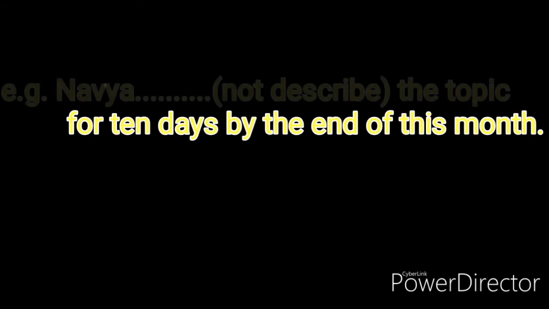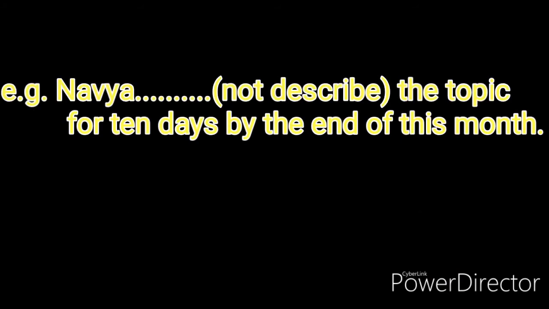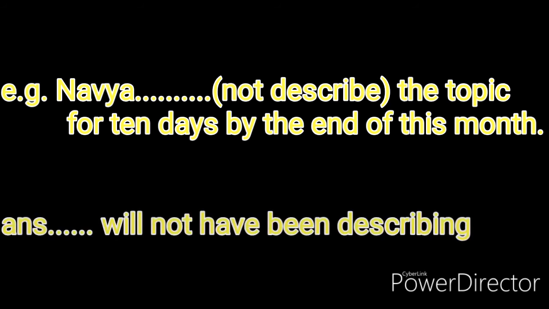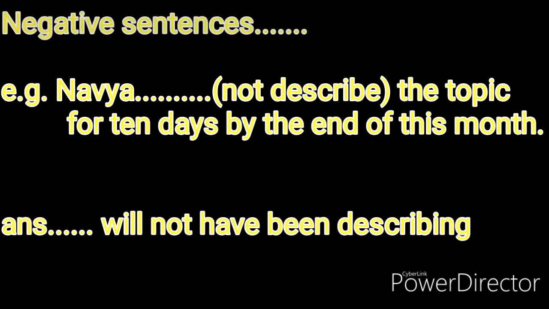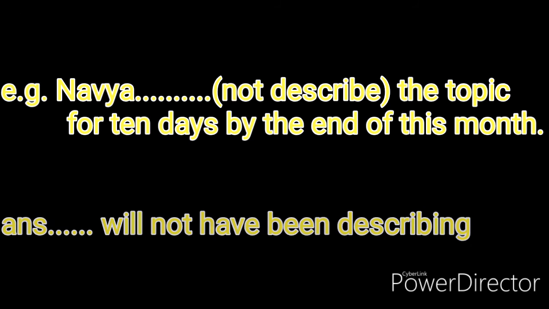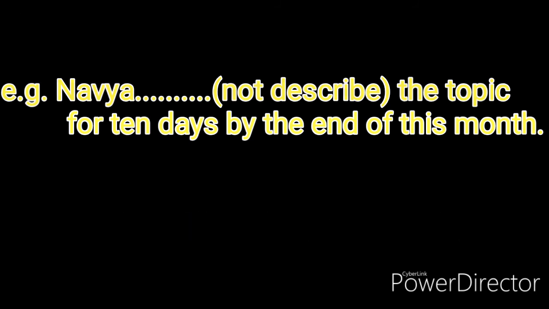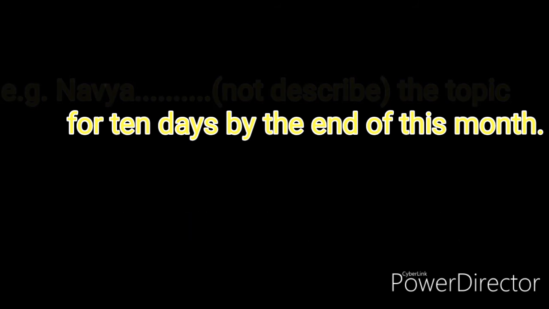Negative sentences. Navya blank not describe the topic for 10 days by the end of this month. For 10 days and by the end of this month. These two structures have been used and these are used in future perfect continuous tense. So the answer is will not have been describing. We have to use not after first helping verb.